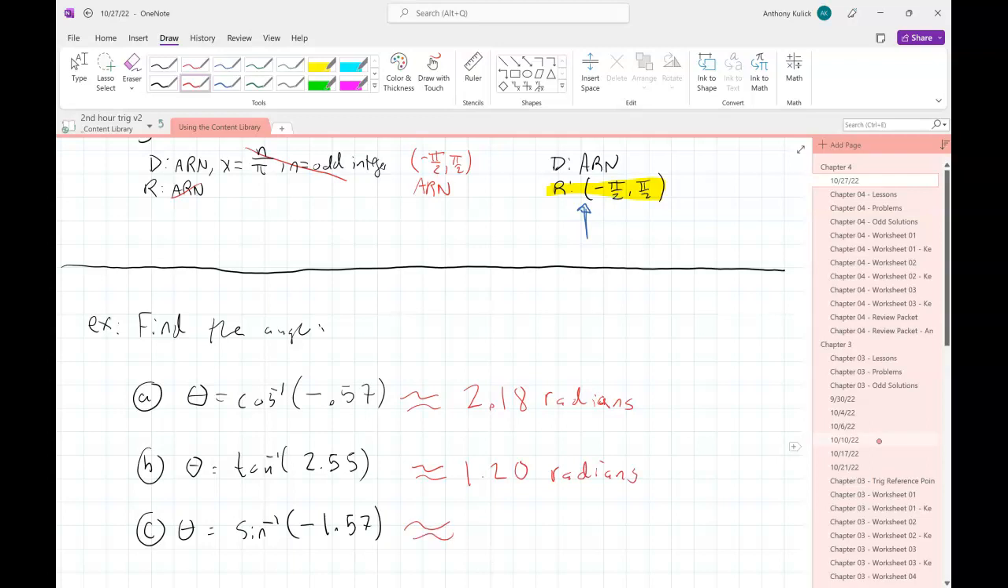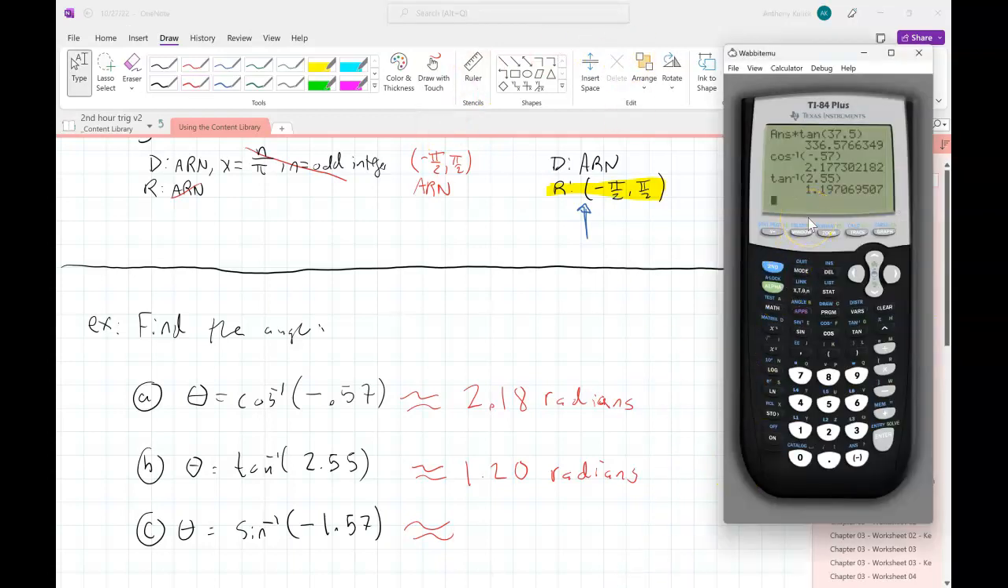Why don't you guys try sine inverse of negative 1.57? Error, says Emma. Oh no. Did Emma make a mistake? What do we think? Did Emma make a mistake? It says the error kind is a domain error.